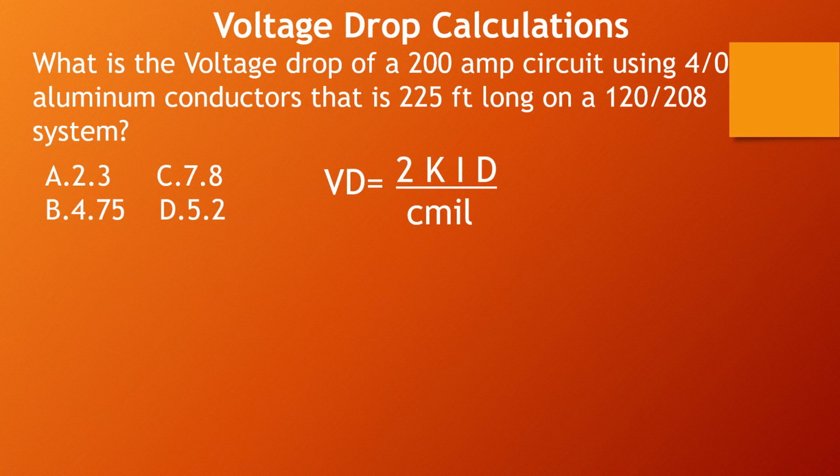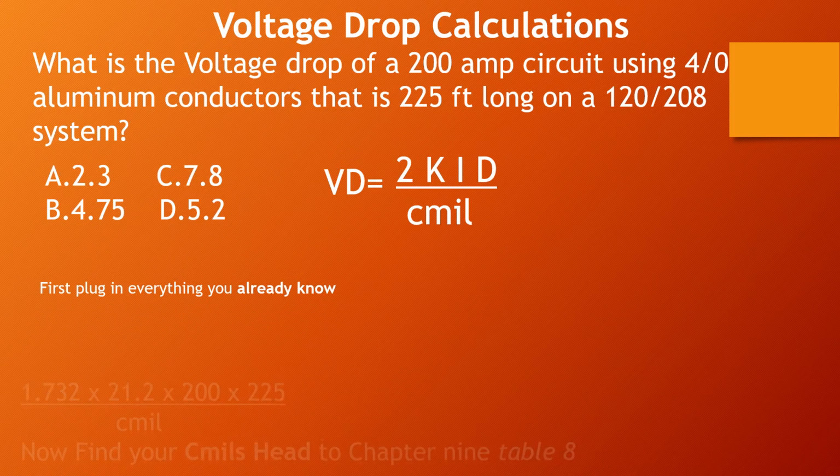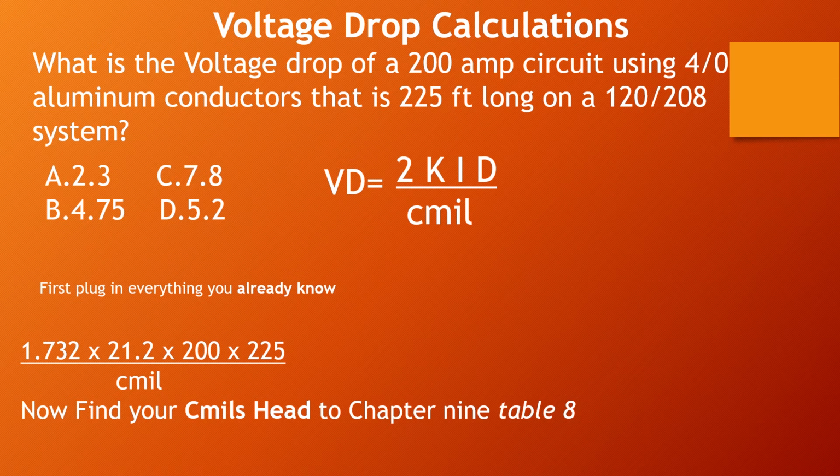With 3-phase, we have a little bit different step. First we're going to plug in everything we already know. Remember, when we're dealing with 3-phase, we must use 1.732 as our constant and not 2. Then we multiply that by the K value for aluminum. We have to be really careful here. The K value for copper is 12.9. The K value for aluminum is 21.2.